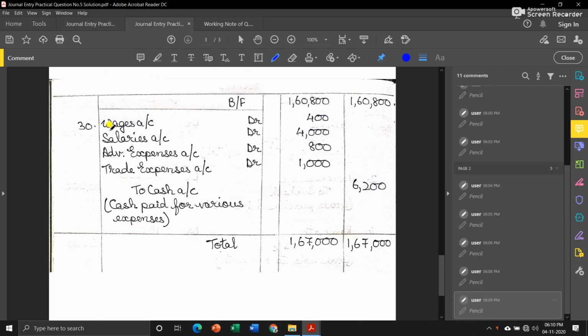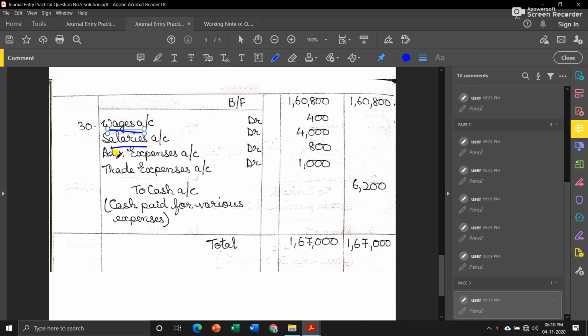We will debit all the expense accounts like wages, salaries, advertisement expenses, trade expenses all together, and for paying all these things we gave cash, so cash is going out from the business, so we will credit the cash account. So we will write down all the amounts given in the question for these four accounts, and after adding these four we will write on the credit side to cash as 6,200. Now after all the transactions we got 1,67,000 and 1,67,000 on both the debit and credit columns of our journal.